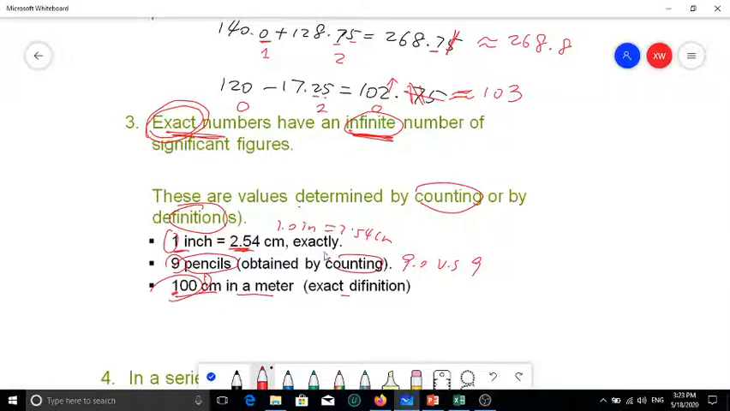The other way you can remember this is: any measured number, you need to take sig figs. Any number calculated from measured numbers, you need to count the sig figs.